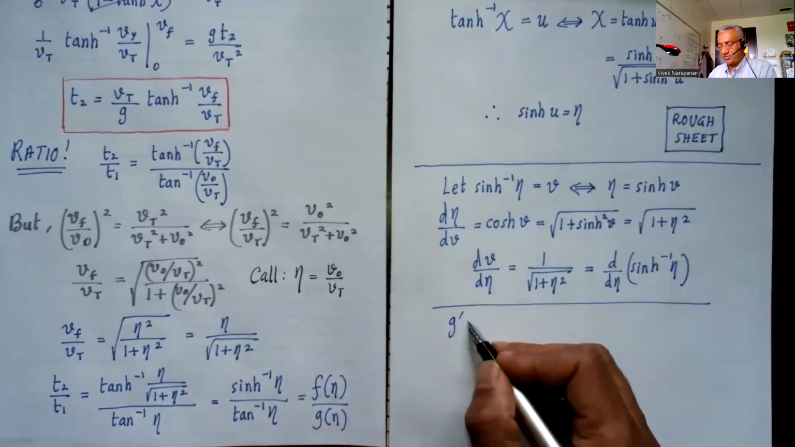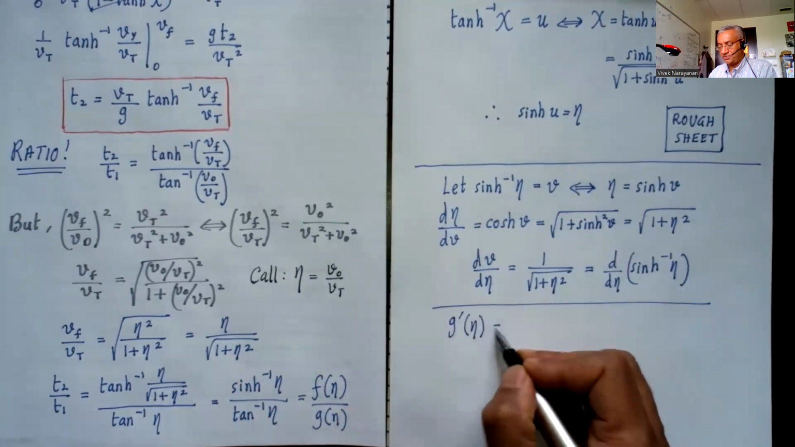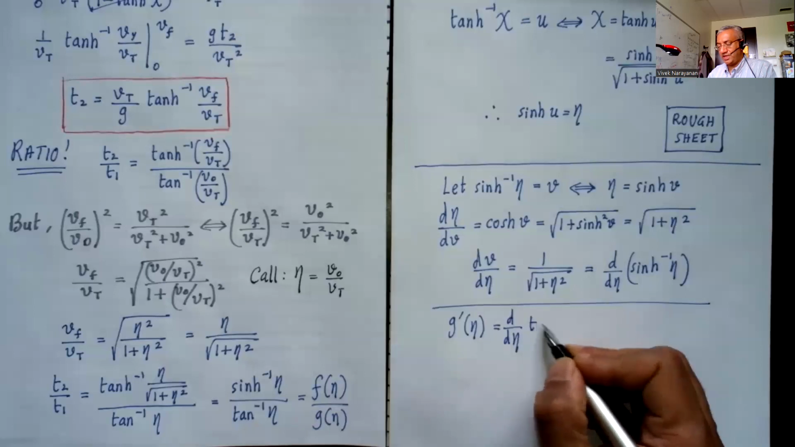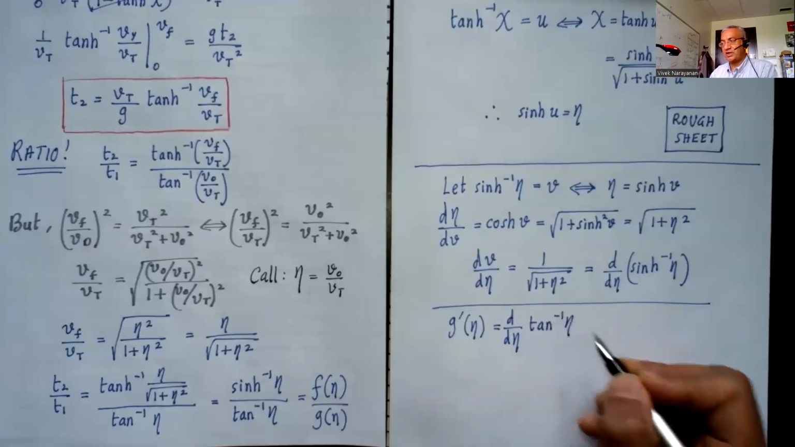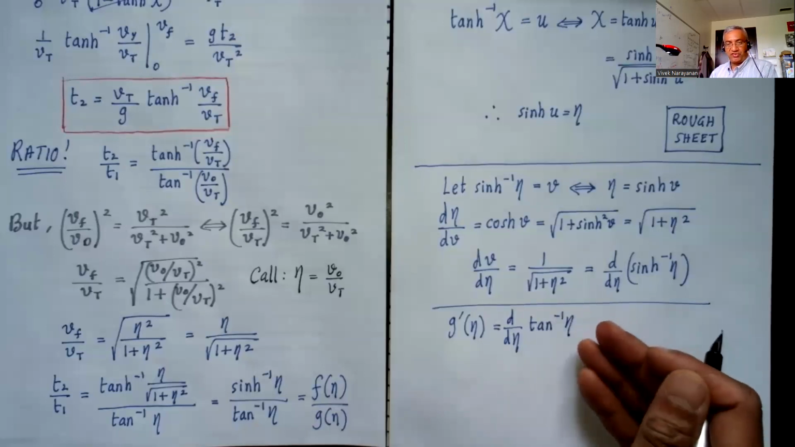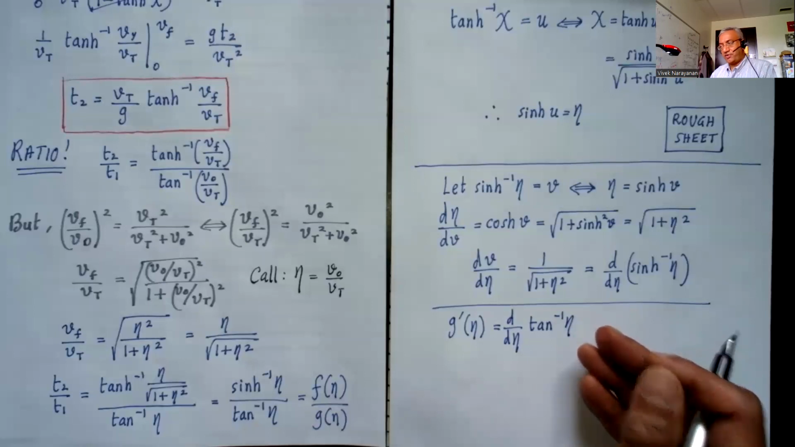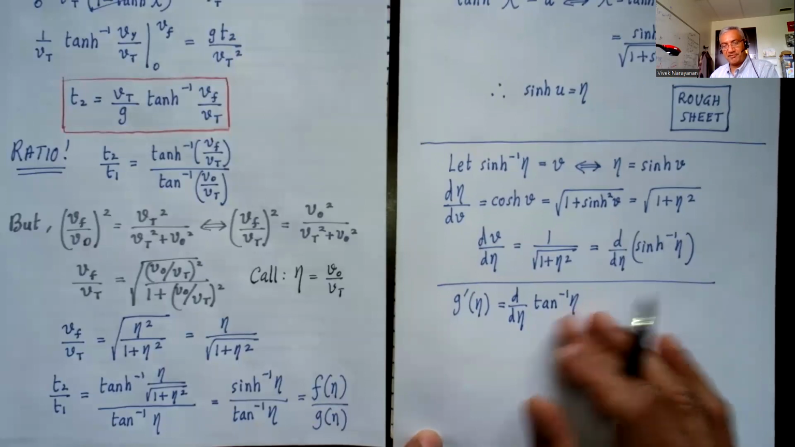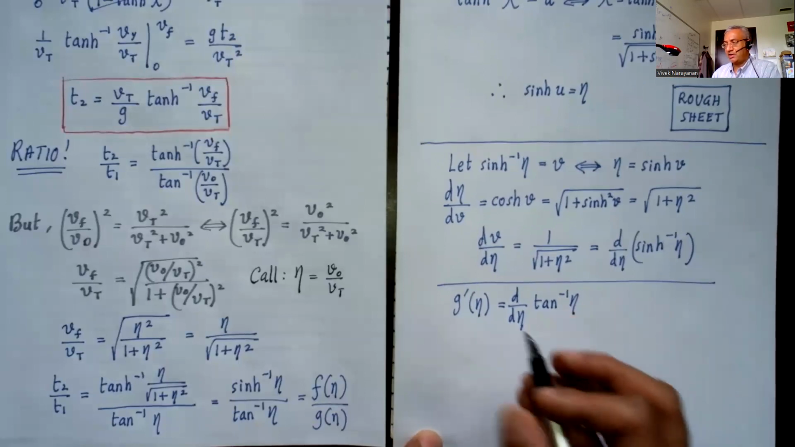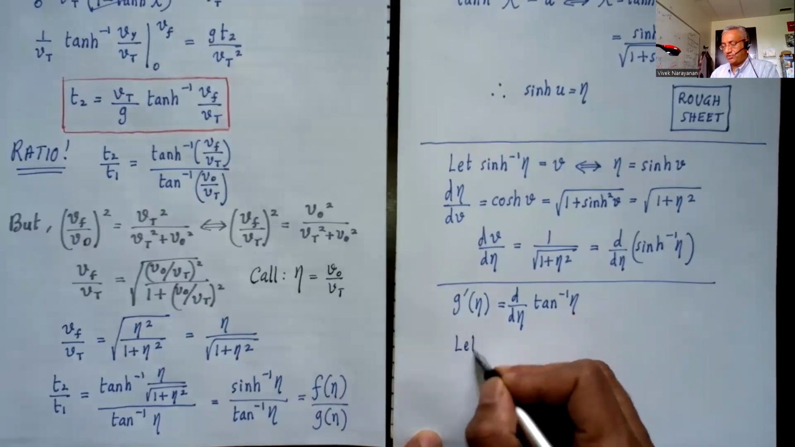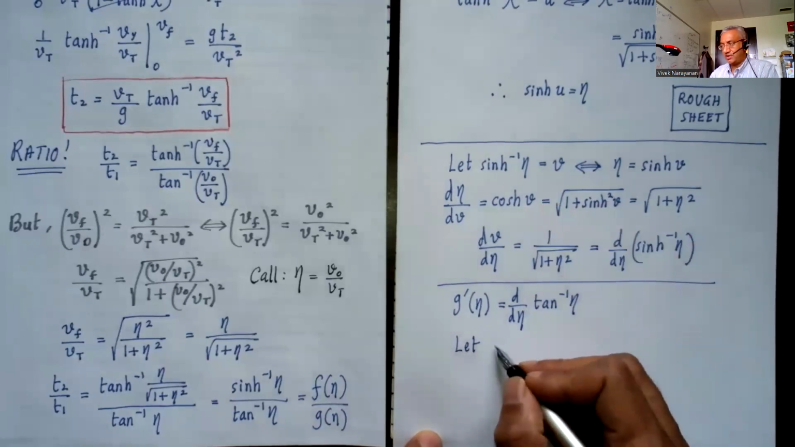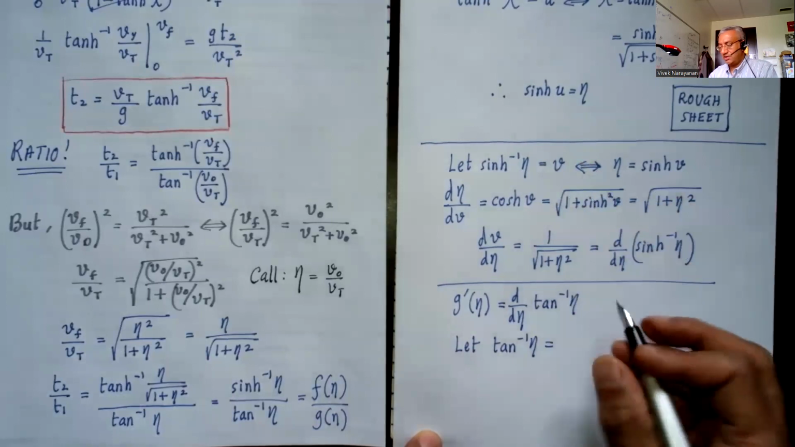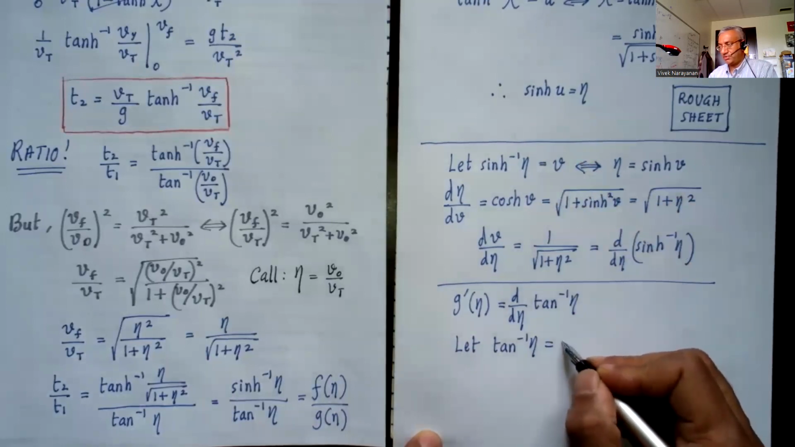G prime eta is d by d eta of tan inverse eta. You probably remember this result because tangent is your friend and inverse tangent is your friend. But what I want to show you is you don't really have to remember even that. All you have to do is the same kind of trick again. So let w be tan inverse eta, I've already used v, so I'll use w.